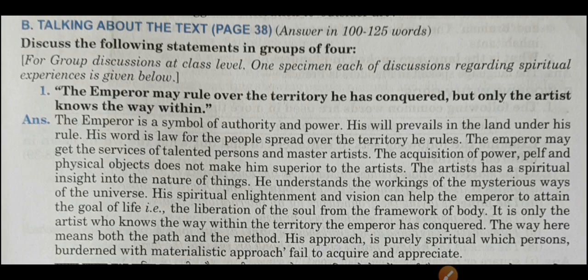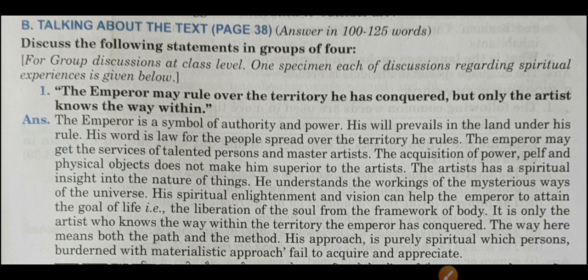It is somewhat based on understanding of the chapter. The emperor may rule over the territory he has conquered, but only the artist knows the way within. So, what is this? It is based on the concept of the Chinese painting of Wu Daozi, right? And which Wu Daozi disappeared. So the emperor is a symbol of power and authority, and his will prevails in the land under his rule. His word is law for the people spread over the territory he rules.